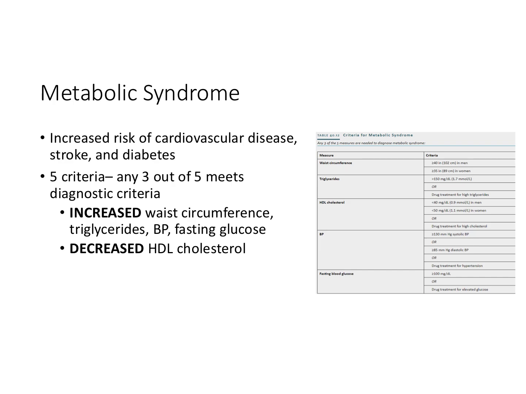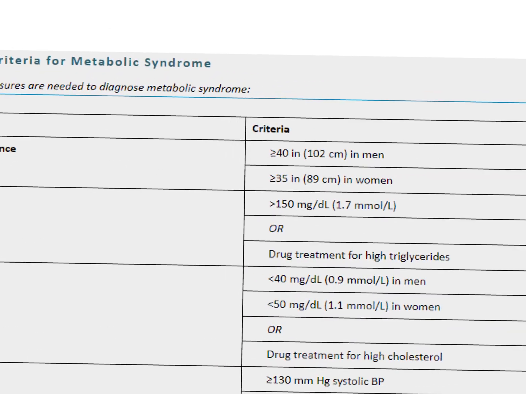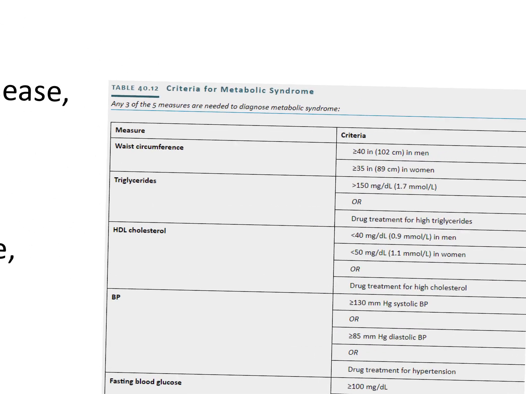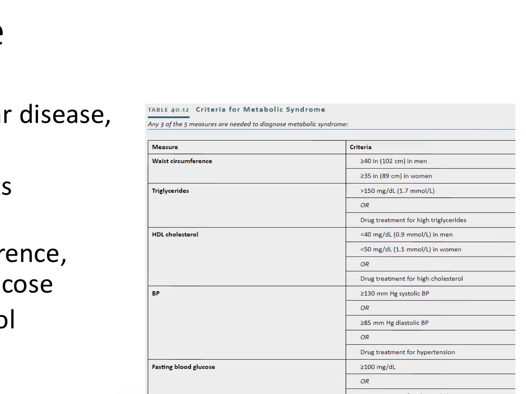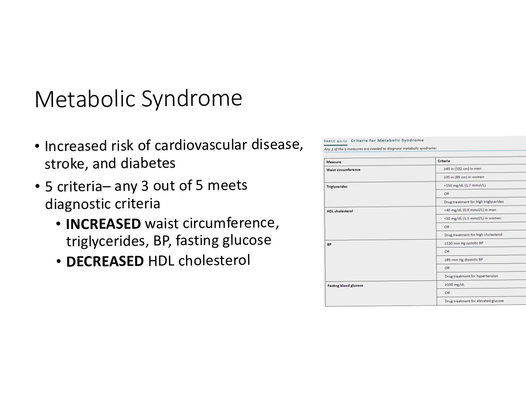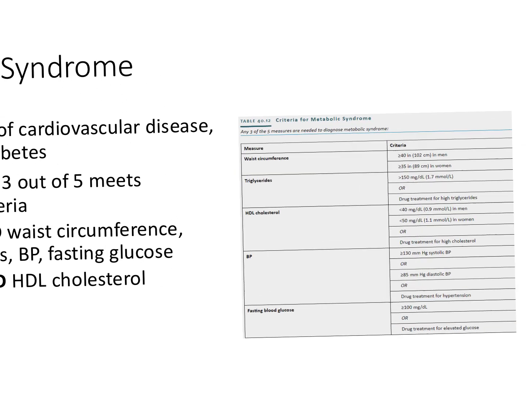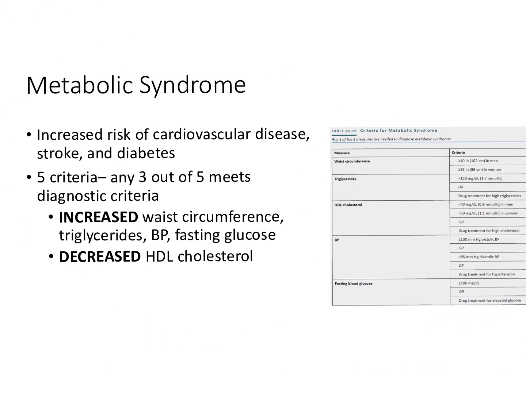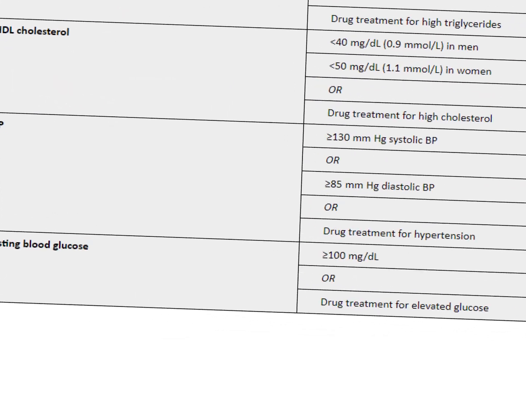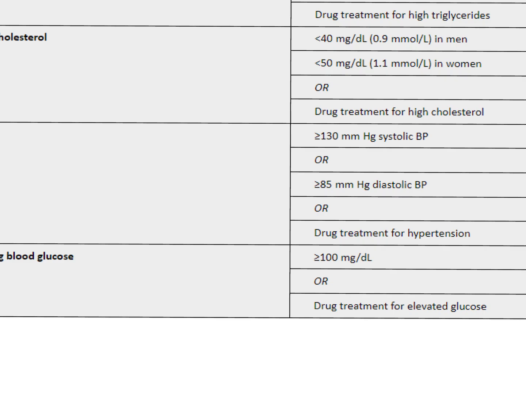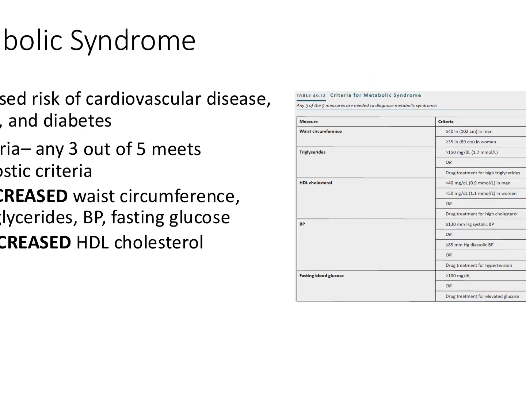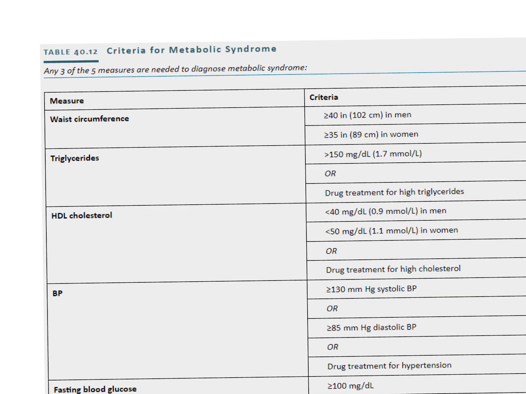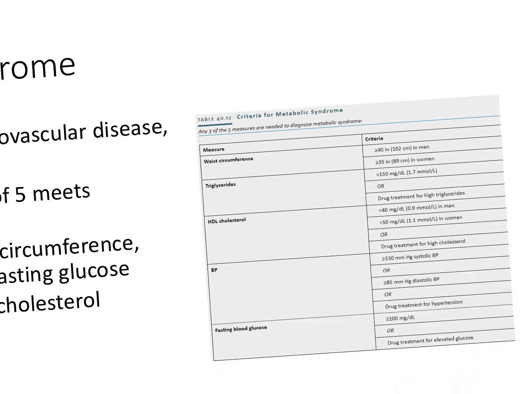So criteria includes waist circumference. So here it shows 40 inches or larger for men, 35 inches or larger for women. Elevated triglycerides, so greater than 150, or if they're on medication for high triglycerides. Increased blood pressure, where it is greater than 130 systolically or 85 diastolically, or if they're on medication to treat hypertension. And then fasting glucose greater than 100 milligrams per deciliter fasting, or if they're on medication to bring their glucose down. Or if they have decreased HDL cholesterol, which is the good cholesterol, and that is if it's less than 40 for men or less than 50 for women, or if they're on medication for cholesterol.